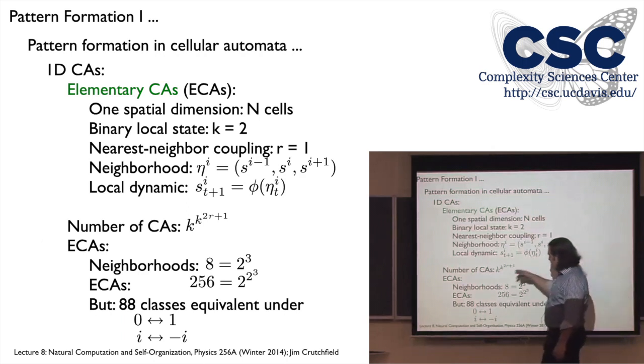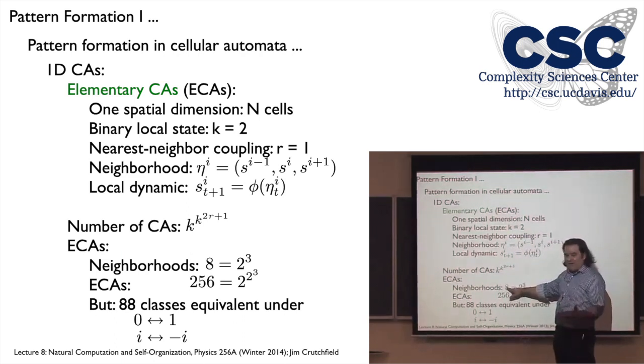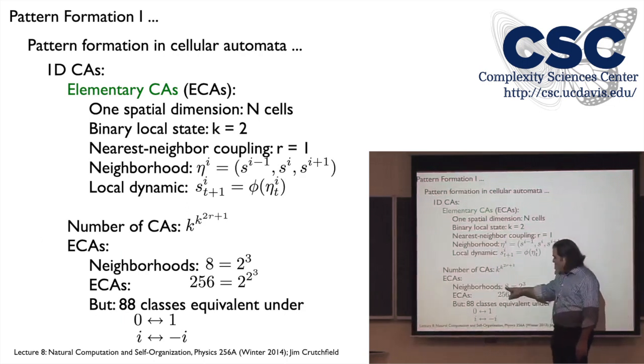The number of these, now we can be more explicit, the number of possible CAs is k to the k to the 2r plus 1, if we have a symmetric radius r neighborhood. In the case of the elementary CAs, like I said before, there are 3 bits in the neighborhood, so 8 possible configurations. And then the number of possible phi rules is 256. That's 2 to the 2 to the 3. I have 8 neighborhoods, and I have a choice for each one of the 8 neighborhoods, whether it's a 0 or 1 for the next site value. That's 256.